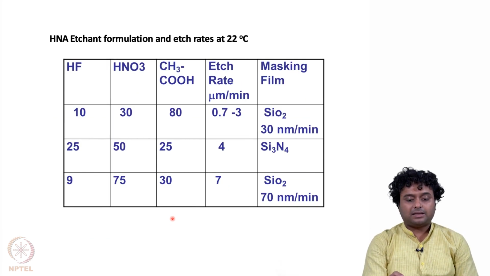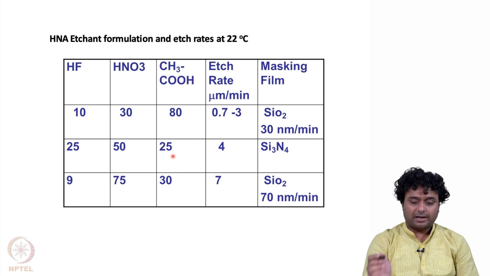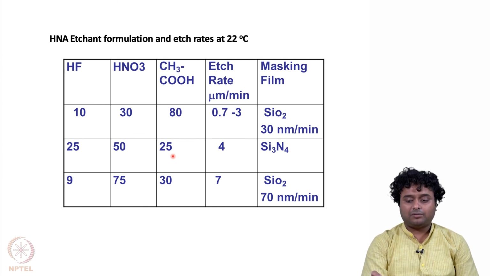Now, this HF, HNO3 and acetic acid mixture etches silicon very aggressively and very easily, but depending on the concentration it has a different etching rate. Like if we use 10:30:80 of HF, HNO3 and acetic acid, then we will have an etching rate of 0.7 to 3 micron per minute. That means 700 nanometer to 3 micrometer per minute. Whereas if we use more HF and more HNO3 and a much lesser amount of CH3COOH or acetic acid, then it will be 4 micron per minute.